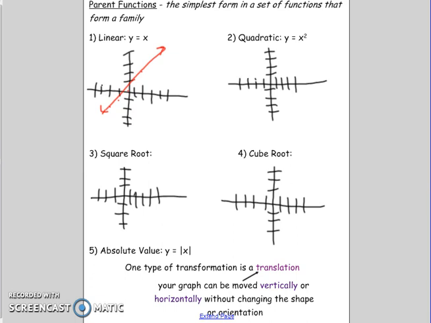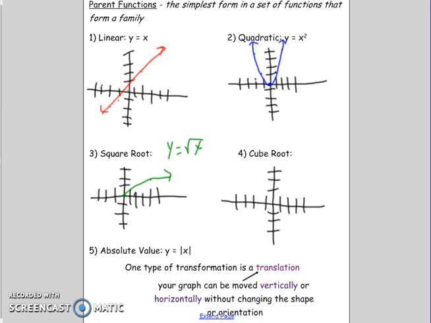A quadratic is going to have a vertex of 0, 0, and it looks like a parabola. Okay, so that's without moving anywhere. That's just your base function. A square root function is going to start at 0, 0, and it's going to go like that, like a hook. And that is y equals square root of x as your base function.